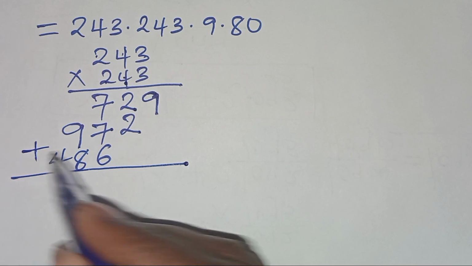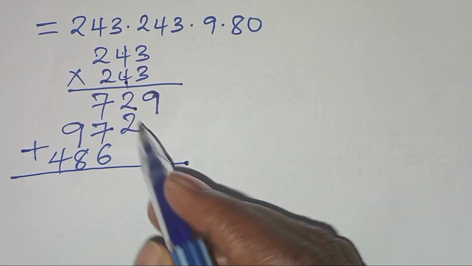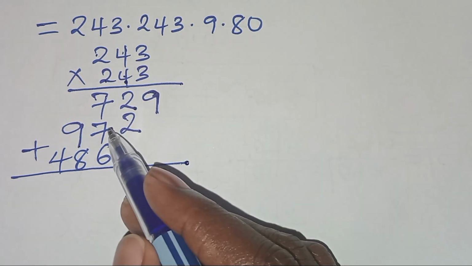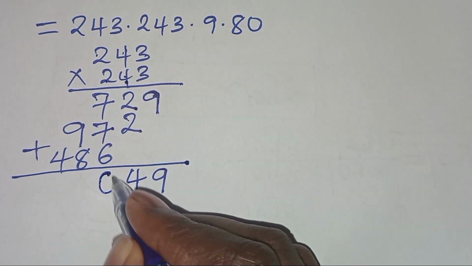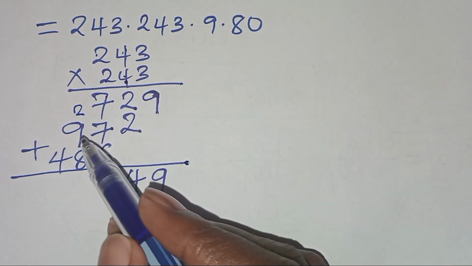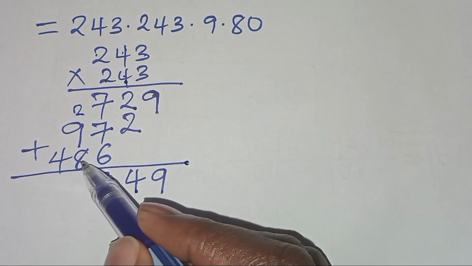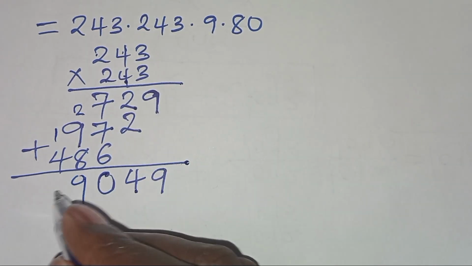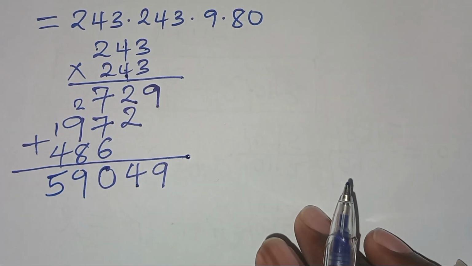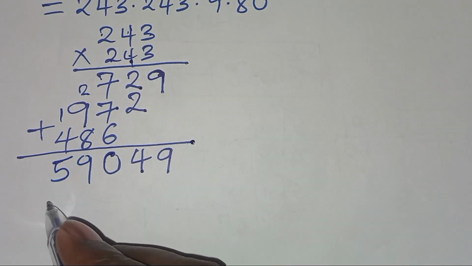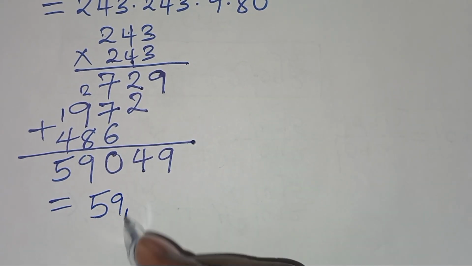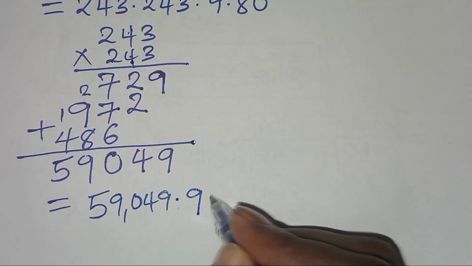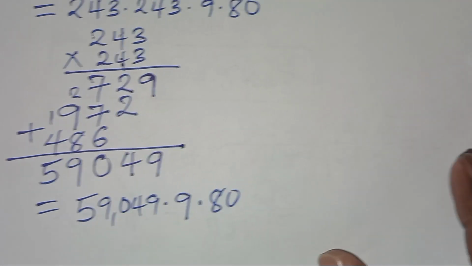So let's add here. We have here 9. 2 plus 2, this is 4. 7 plus 7, this is 14. 14 plus 6, this is 20. So 0, carry 2 here. Then 9 plus 8 here, this is 17 plus 2. This is 19. 9, carry 1 here. Then this is 5. So here we have 59,049 multiplied by 9 multiplied by 80. So let's proceed here.